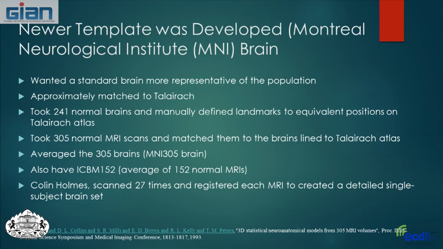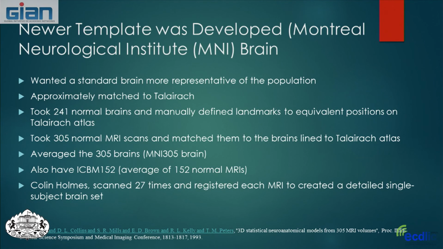So they started thinking about how we can get a brain that represents the general population. Next came the Montreal Neurological Institute brain. This was created to be a more standardized representation of the general population. What they did was match this approximately to the Talairach brain, but they tried to make it, again, more representative of the general population.